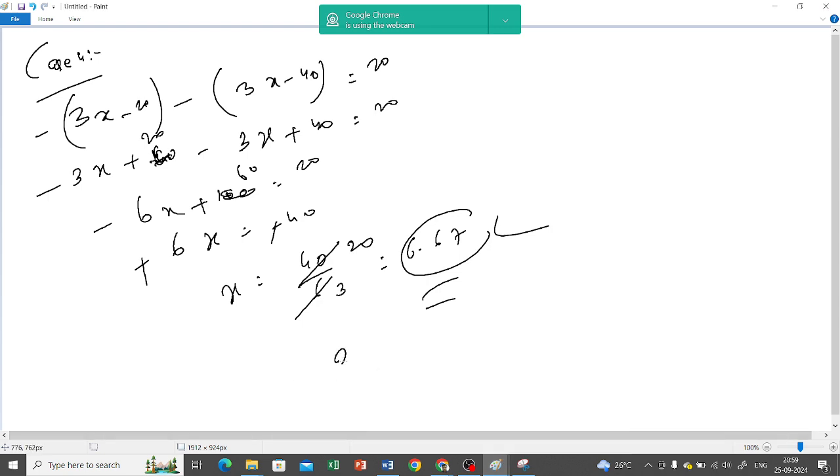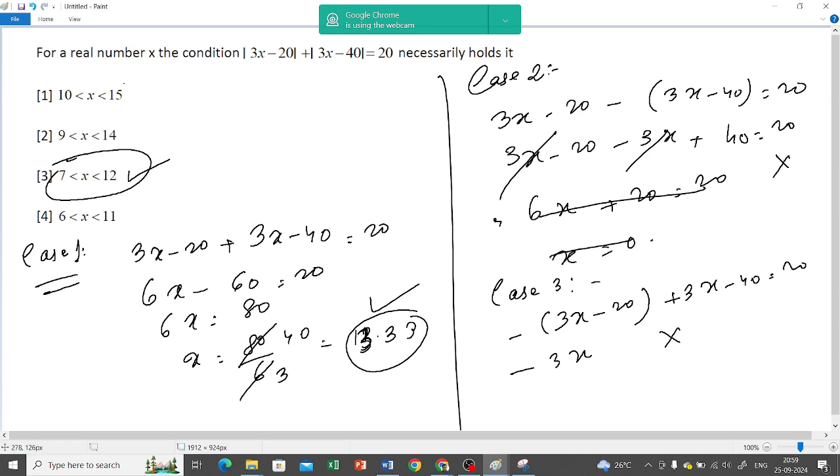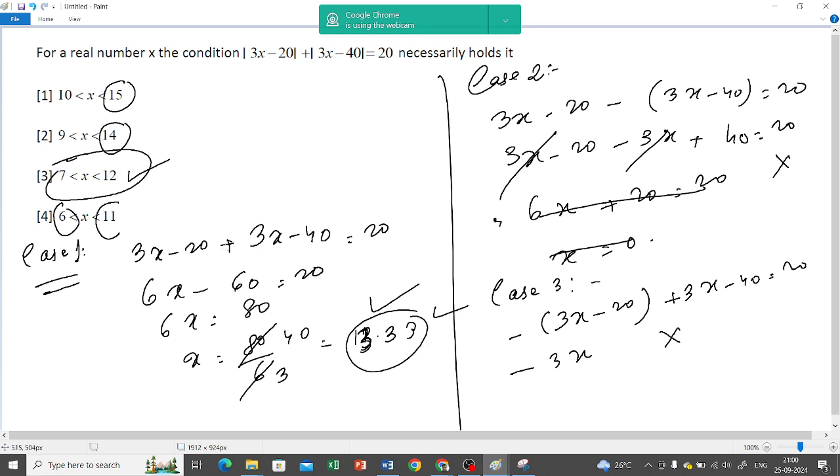If I say that x is greater than 6.67 and less than 13.33, this actually contains x greater than 7 and less than 12, right? This is a part of this, not others. Here I am getting 15, but 15 is greater than 13.33, will not satisfy. 14 is greater than 13.33, will not satisfy. Here we have 6, but x starts from 6.67, so it goes below 6.67, will not satisfy. This is the only option that will satisfy 7 to 12.